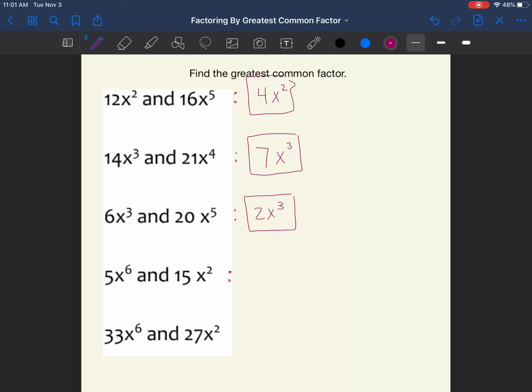All right, so the greatest common factor of 5 and 15 is 5. And the greatest common factor of x to the 6 and x to the second is x squared. And then finally, the greatest common factor of 33 and 27 is 3. The greatest common factor of x to the 6th and x to the second is x to the second. All right, great.